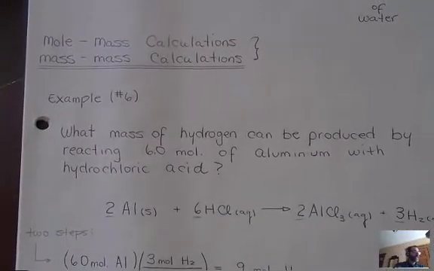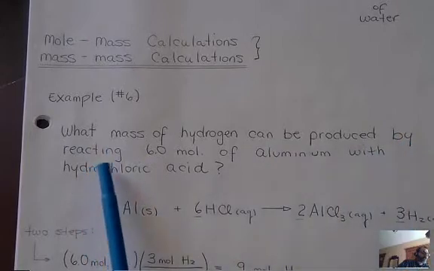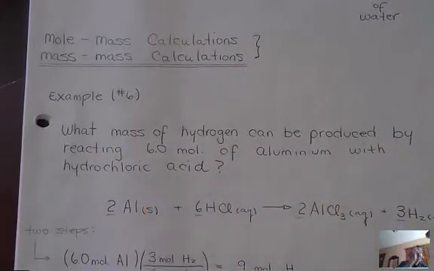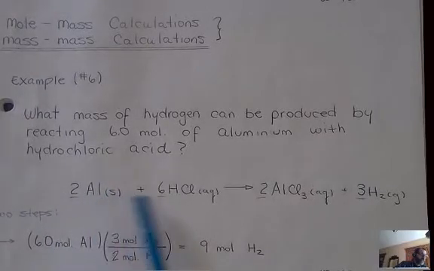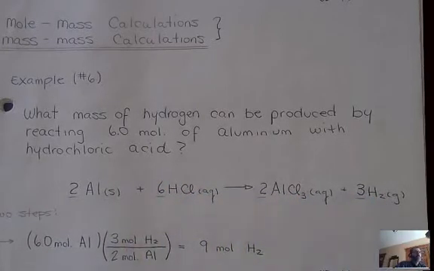All right, so this is example 6 from the notes. What mass of hydrogen can be produced by reacting 6 moles of aluminum with hydrochloric acid? So I give you the balanced overall chemical equation here. If you took a look at it, you would recognize what kind of a reaction it is. You'd say, I've got a metal with a chemical compound, makes a new chemical compound and a new metal. And you should realize that this is single replacement.